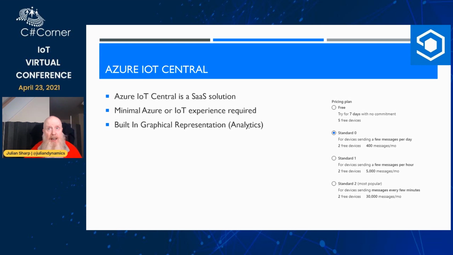You get 5 devices. And even if you sign up on standard 0, you get 2 free devices. You need an Azure subscription to sign up for standard. But it's free for 2 devices for sending a few messages a day, which is great for playing around with that. And it gives you everything through click and point. There's no code. It's got visual representation of data. That's one of the things when you do IoT: how do I get my visual representation? That's one of the hardest things. And that's included in IoT Central as part of the product.